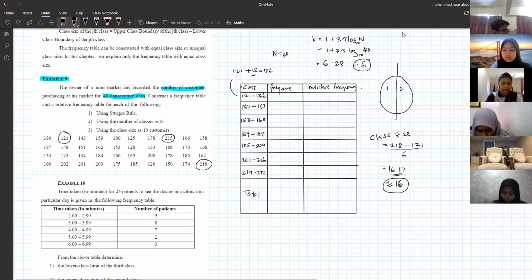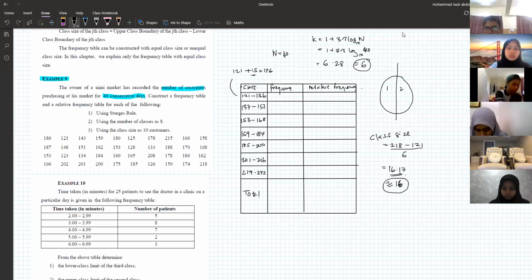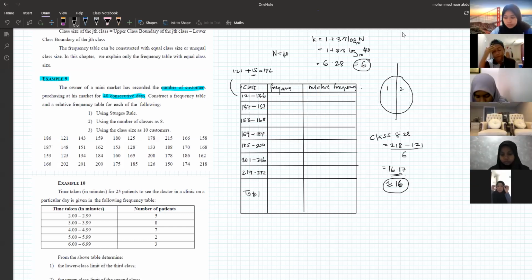The next step is we need to count how many observations lie in class number 1. Class number 1 is 121 to 136. So we have 1, 2, 3, 4, 5, 6, 7. We have 7 observations, so you put 7 here.